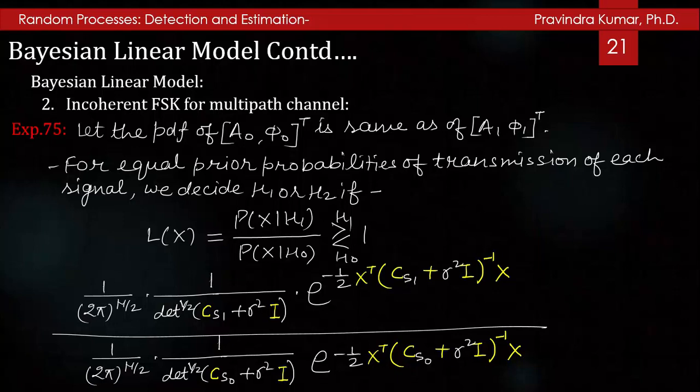divided by the conditional PDF under hypothesis H0, which is 1 by (2 pi) to the power n by 2, into 1 by determinant of (C_S0 plus sigma square I) to the power half, into e to the power minus 1 by 2 x transpose times the inverse of the matrix (C_S0 plus sigma square I) times x, and it will be greater than or less than 1.